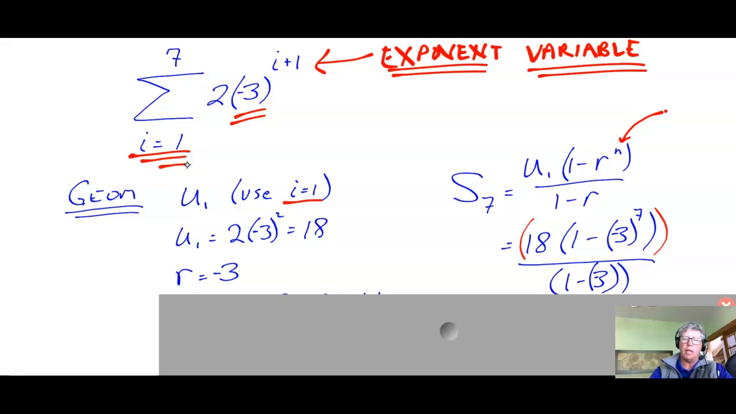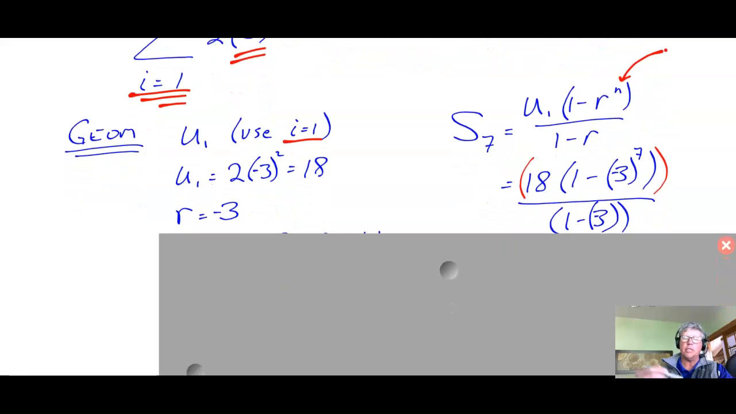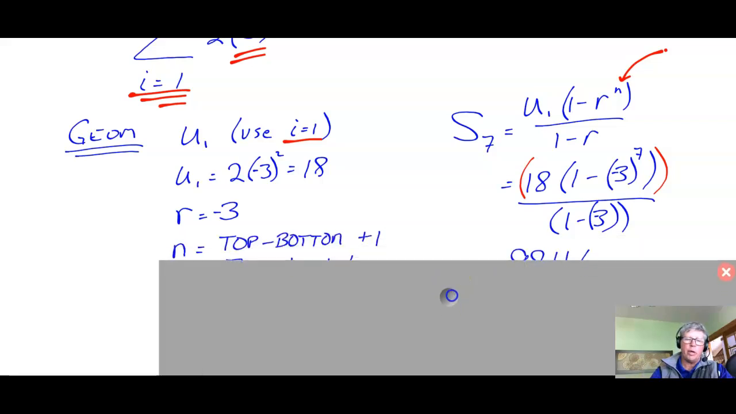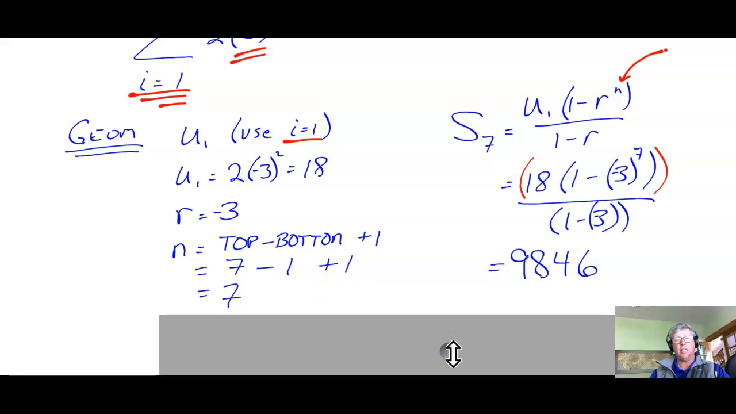But I'm going to generalize this. So the answer is 7. But I'm going to generalize it just in case that bottom number doesn't start out at 1. The way we want to do that is take the top number minus the bottom number and then add 1. So in this case, we take 7 minus 1 plus 1, and we get 7. That's a lot of work for just, why don't you just take the top number? Because maybe, just maybe, things might change a little bit for you, so you've got to watch that.